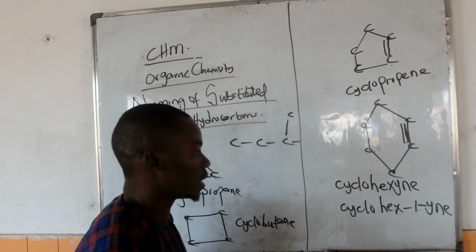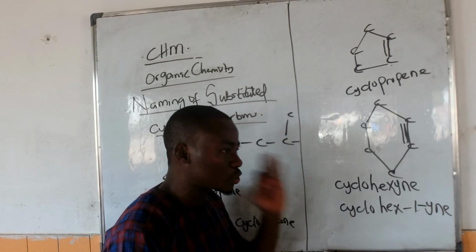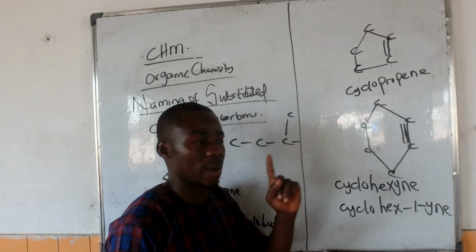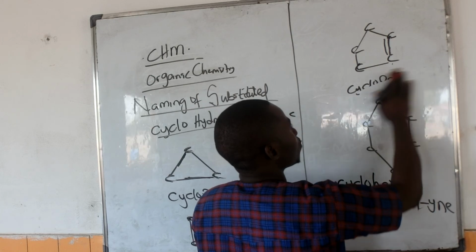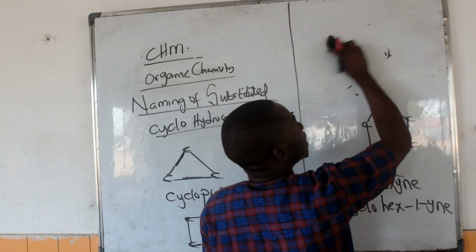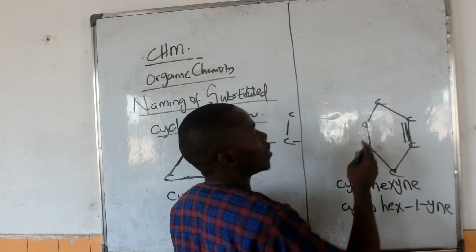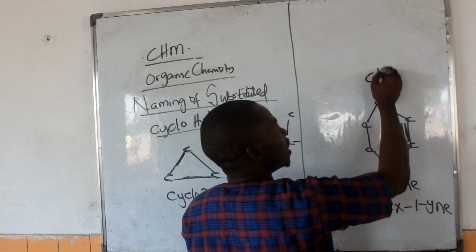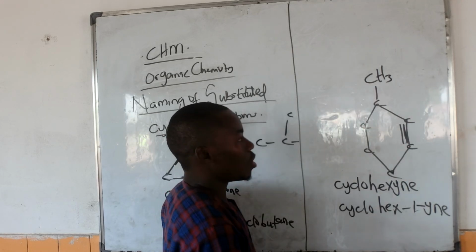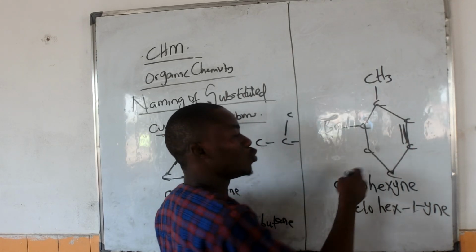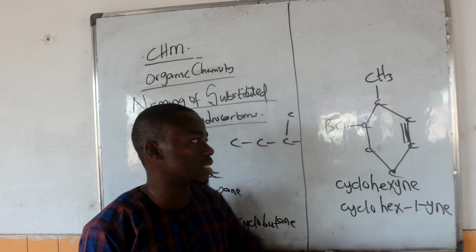Okay, stay correct. Next class, we'll be looking at substituted cyclo hydrocarbons. What about substituted hydrocarbons? Here, we'll not be treating it the same way. Let's say you have a substituted compound here, let's say like CH3 or let's say like bromine. How do we name it? Okay, next class we'll be looking at this. Thanks.